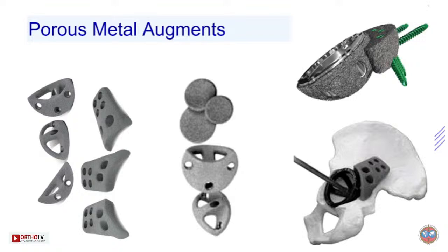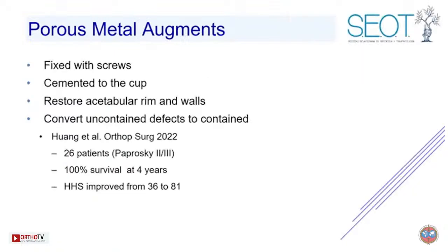The bone graft has been replaced, especially for the porous metal augments. These are made of titanium or tantalum, two very strong metals, and also that can be printed or designed in porous conformations. These augments are fixed with screws. They are cemented to the cap, so they are fixed to the bone, but they have to form just one block with the porous cap. They can restore the acetabular rim and walls, and they can convert an uncontained defect to a contained one.